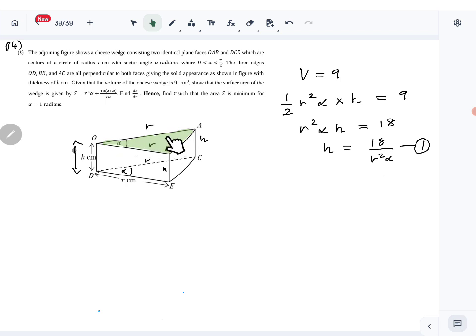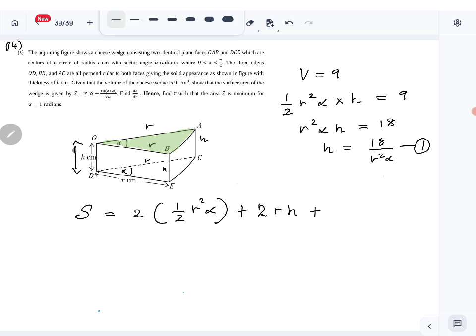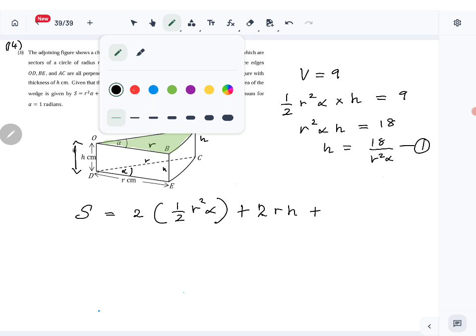So it has two of these sectors. So S equals 2 times half r squared alpha, plus it has what? Two of these rectangular faces which are h times r. These two, h times r. So that gives you 2 times r into h, plus this one.